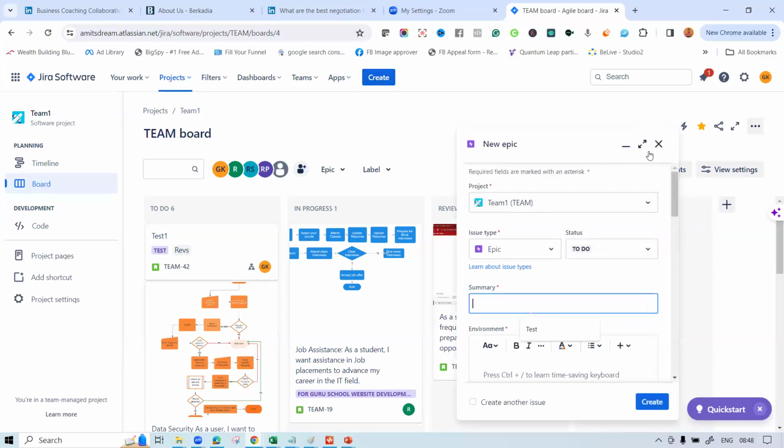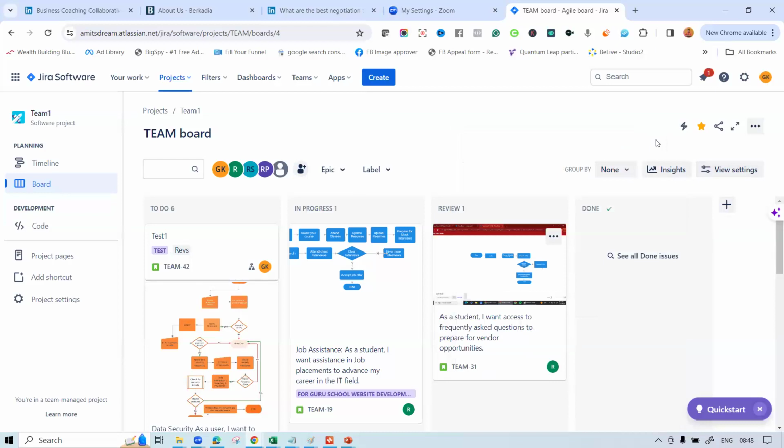I was talking about the Confluence. So Confluence, I'm not showing it over here. It's just like a word processing document like Google Docs or something. So this is how you can do that.